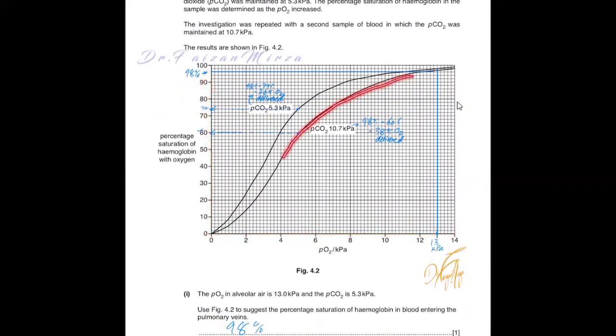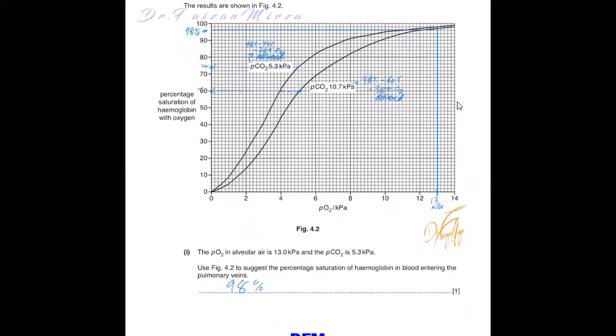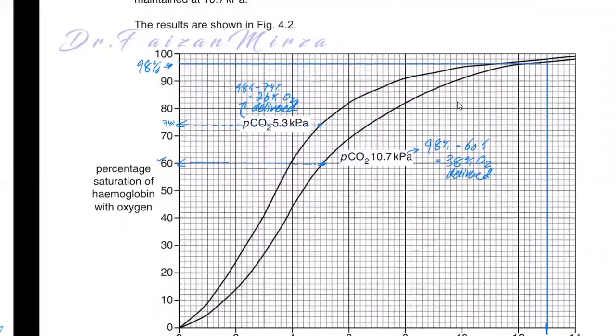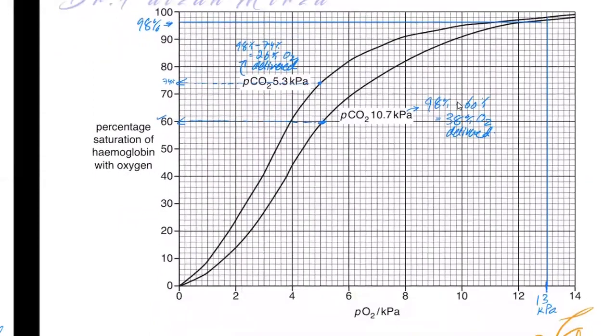This graph, which is towards the lower side, is at a higher PCO2, which is 10.7 kilopascal, whereas the graph at the upper side is at a lower PCO2, which is 5.3 kilopascal. We know that if the tissue has a high PCO2, it will end up receiving more oxygen compared to a tissue which has low CO2. So if I say this is tissue X and this is tissue A, tissue A will receive more oxygen because the graph is lower here, and that's exactly Bohr's effect. We are not asked about Bohr's effect right now.